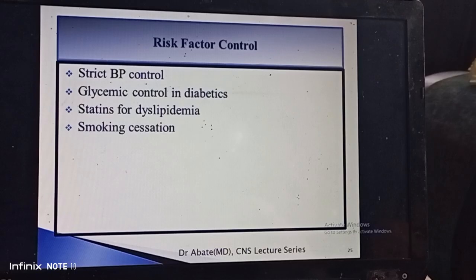Otherwise, for the first 72 hours from the start of the symptoms, you have to keep the blood pressure of the patient at a higher level. Then, after 72 hours, you can manage the blood pressure of the patient as any patient with chronic hypertension. Like your goal of blood pressure becomes less than 140 by 90 after 72 hours. Otherwise, within the first 72 hours for a patient with ischemic stroke, your blood pressure goal is not less than 140 by 90, it is higher.